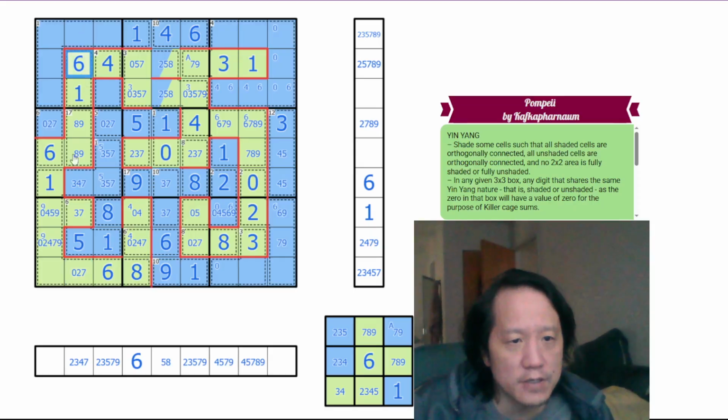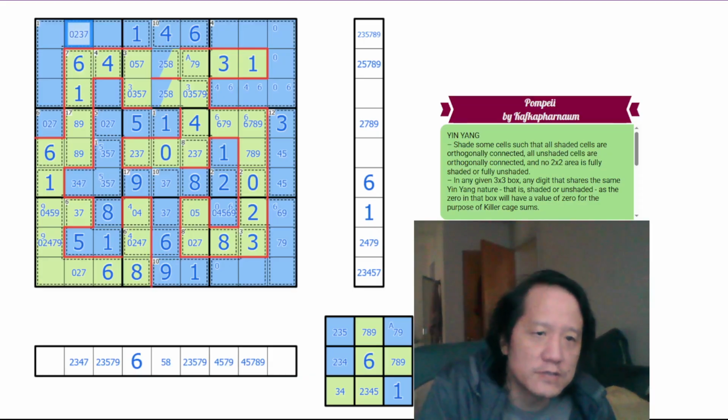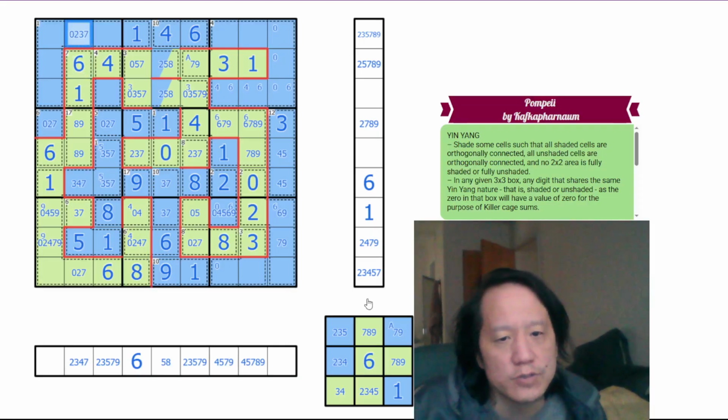Remaining digits in column 2 could be 0, no 1, 2, 3, no 4, no 5, 6, 7. So those are the possibilities.